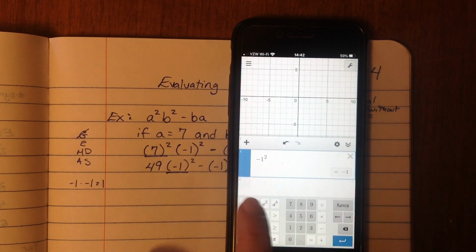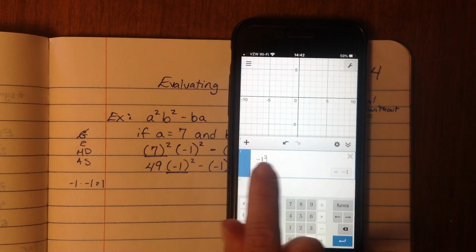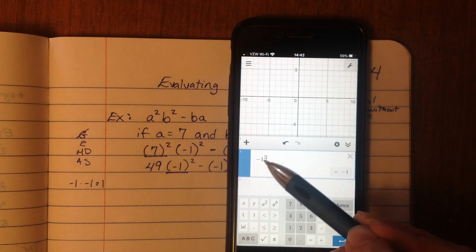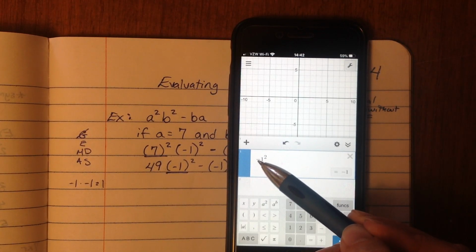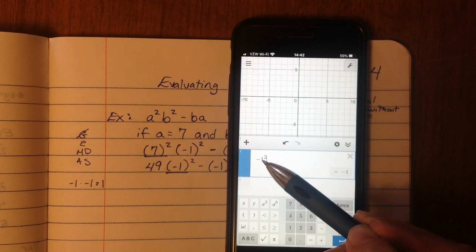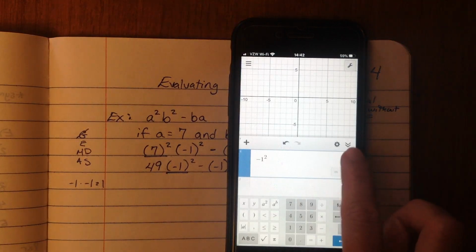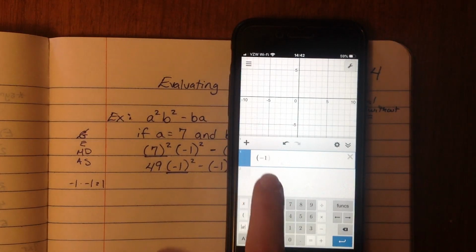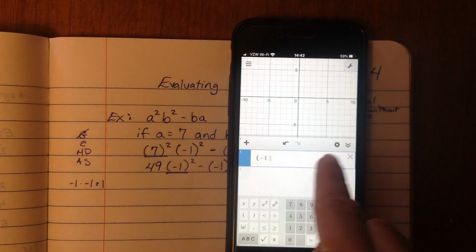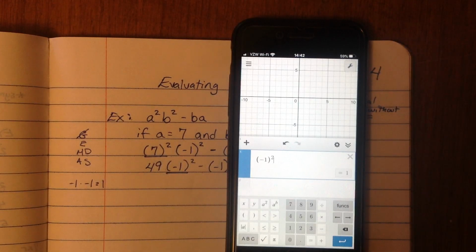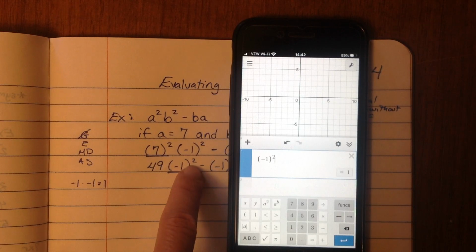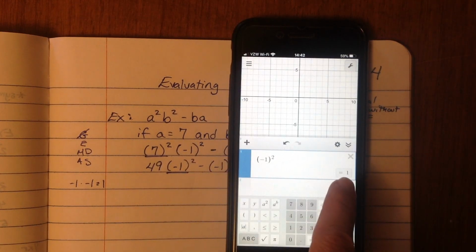Now this is because Desmos knows order of operations. What Desmos thinks you're doing is squaring 1, because of course exponents come first, and then making it negative. So Desmos is doing 1 squared, which is 1, and then making it negative. And that, of course, is not what we're trying to do. So we have to tell Desmos exactly what we want it to do, which is, in parentheses, -1, and then I'm going to click on the outside of the parentheses and square that. So we want to make sure we put any negative number in parentheses before we raise it to any kind of a power to get the correct answer in the calculator.